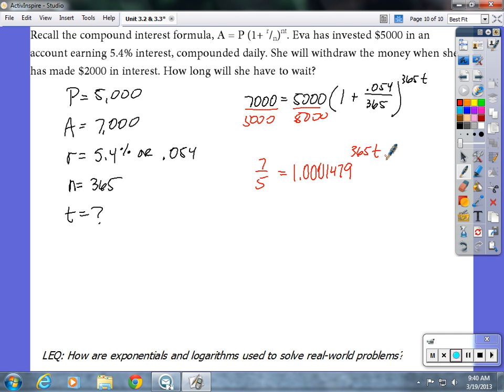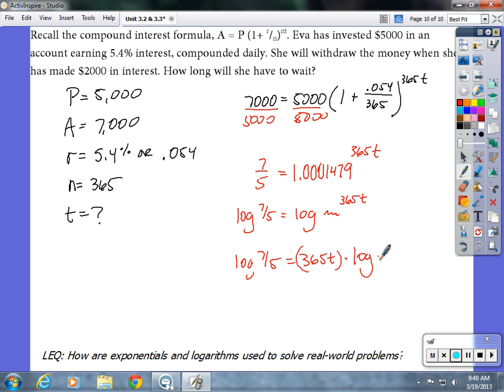And at this point, again, you're going to take the log of both sides. So the log of 7/5 equals the log of this mess to the 365t power, and then I would use my power law to bring that exponent down. So 365t times the log of the mess, and then I divide both sides by the log of the mess, and then I'm going to divide by 365 at the end.